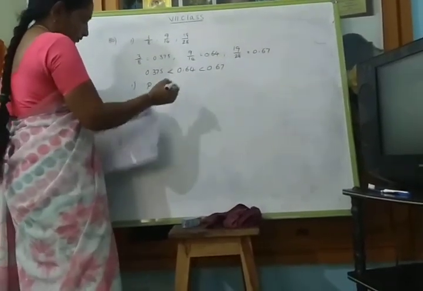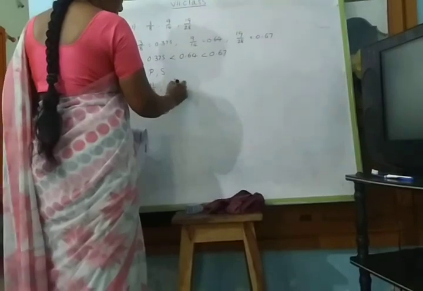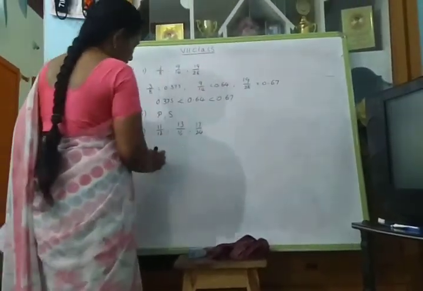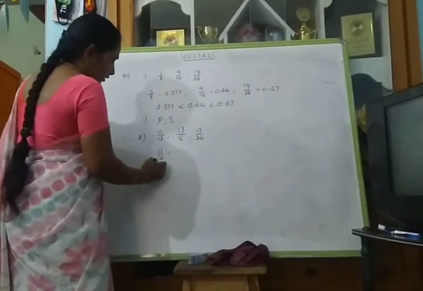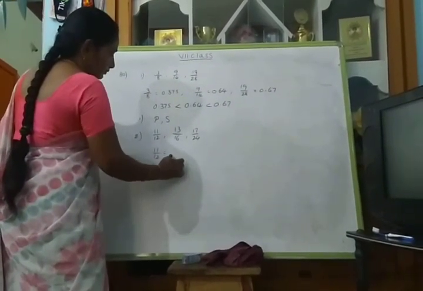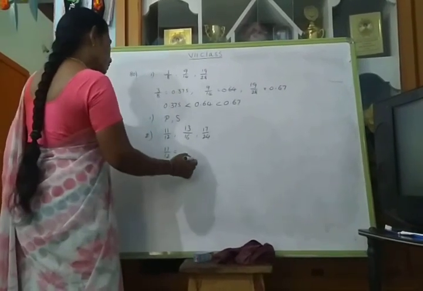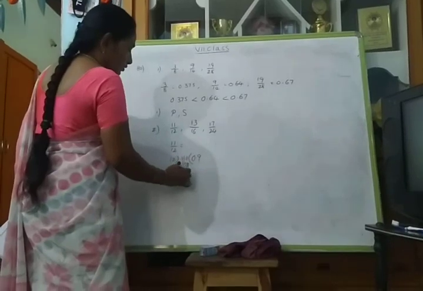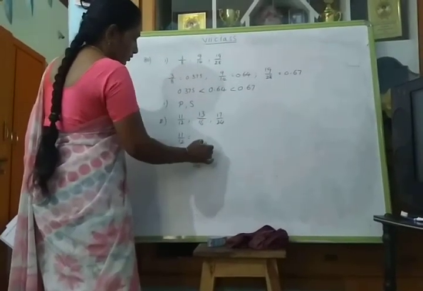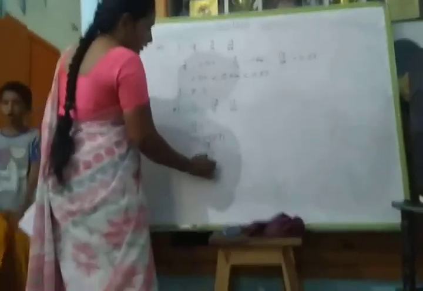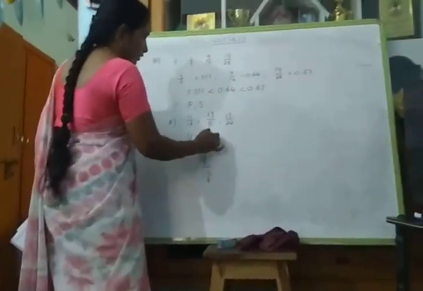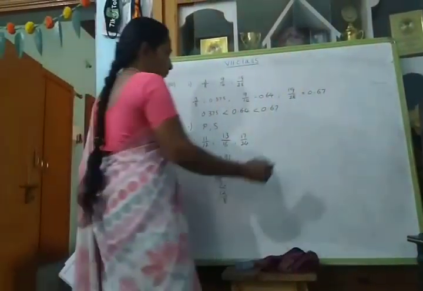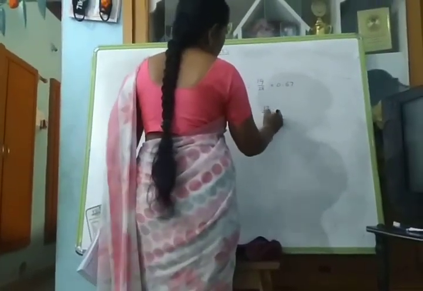Next, the second one: 11 by 12, 13 by 16, 17 by 24. 11 by 12, if you convert into decimal: 12 9s are 108, 2 0, again 12 ones are 12, 8. So 0.91. So the value of 11 by 12 is 0.91.